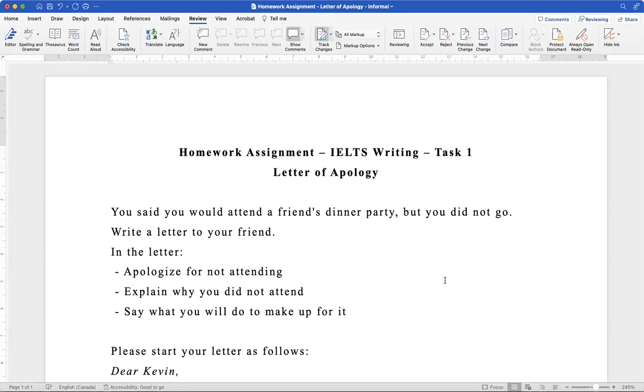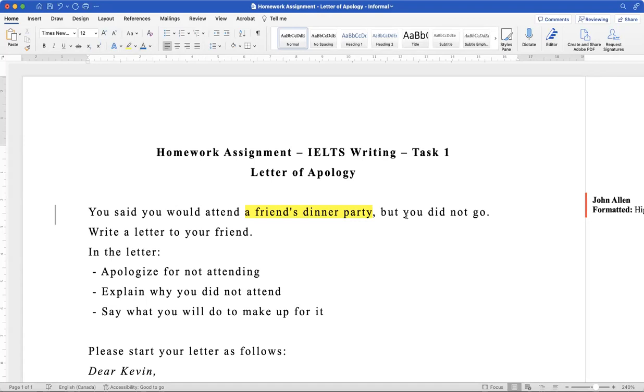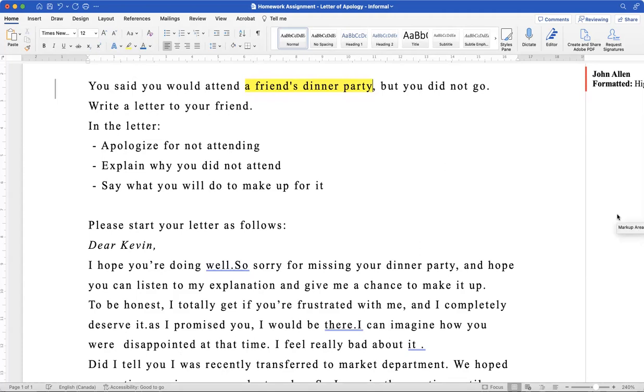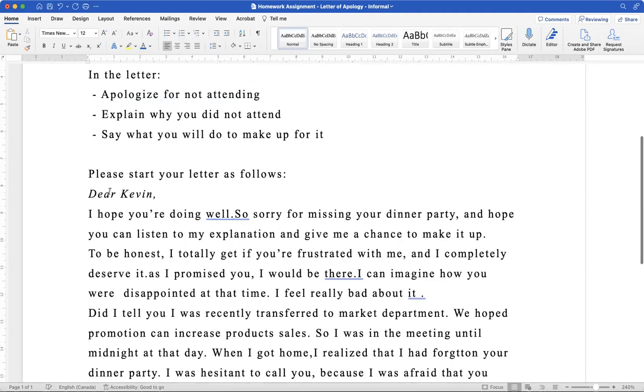Okay, let's check your letter of apology. It is an informal letter because you are writing to friends. You are writing to apologize that you couldn't attend a friend's dinner party. So here the keyword is friend, so that's why it should be informal. You said you would attend a friend's dinner party, but you didn't go. You write a letter to your friends. In the letter, apologize for not attending, explain why you didn't attend, and say what you will do to make up for it, to compensate for it. Please start your letter as follows: Dear Kevin.